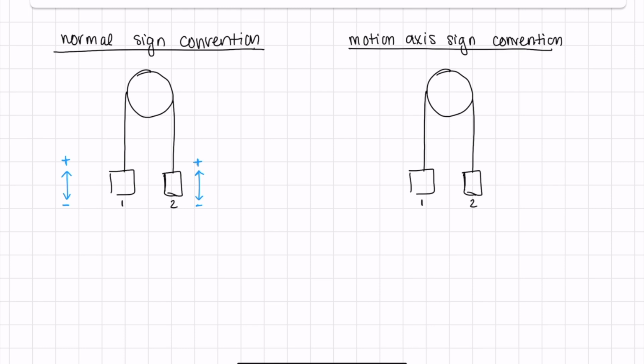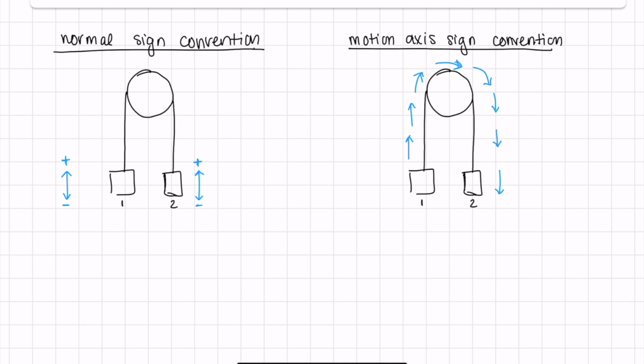On the other hand, the other way that we could think about this is that basically this guy is going to be moving in such a way that if 2 moves down, and I'm just going to keep drawing downward arrows, the whole system, so both masses and the string, are going to be moving this way, which means that for one mass, the acceleration is going to be positive, and for one mass, the acceleration is going to be negative in our normal sign convention.